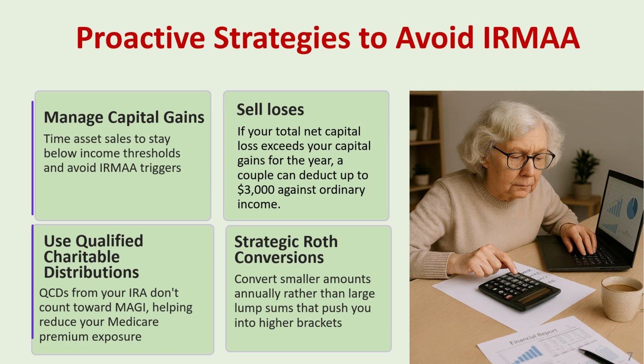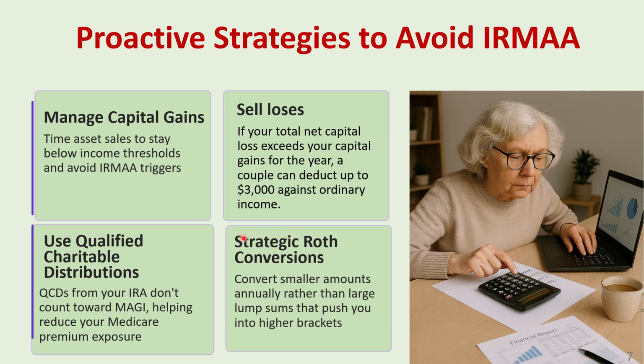Here's another tip. If you have total net capital losses, you can deduct them up to $3,000 from ordinary income. Your stock losses will first go against stock gains, but if you don't have any stock gains, then it can go against your ordinary income up to $3,000.